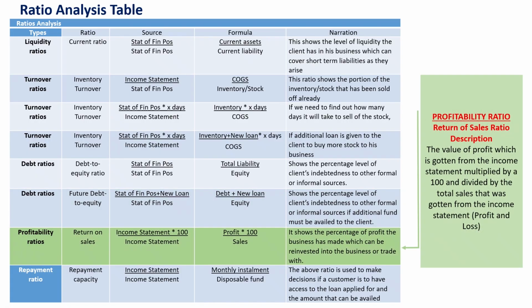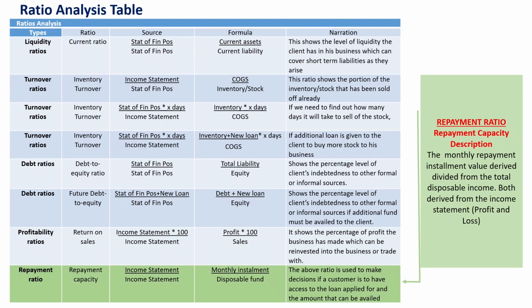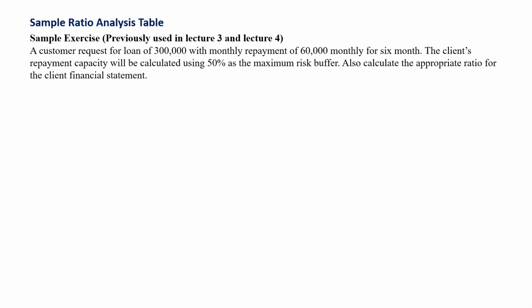Our next discussion is on the profitability ratio. It shows the value of profit, which is gotten from the profit and loss statement, multiplied by 100 and divided by the total sales, gotten from the profit and loss. Finally, we look at the repayment ratio. This is the monthly repayment installment value divided by the total disposable income, both derived from the profit and loss statement. If you have been following this lecture, we studied both the balance sheet and the profit and loss in lecture 3 and 4 respectively.